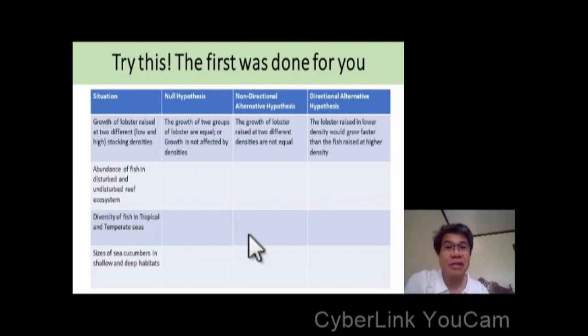So I hope you understand something from this lesson and you try to answer this question. I did the first for you, so this is the statement or the situation. The null hypothesis has been formulated, the non-directional alternative hypothesis has been formulated, and the directional hypothesis has been formulated. So please try to formulate the null and alternative hypothesis for the second and the third statements.